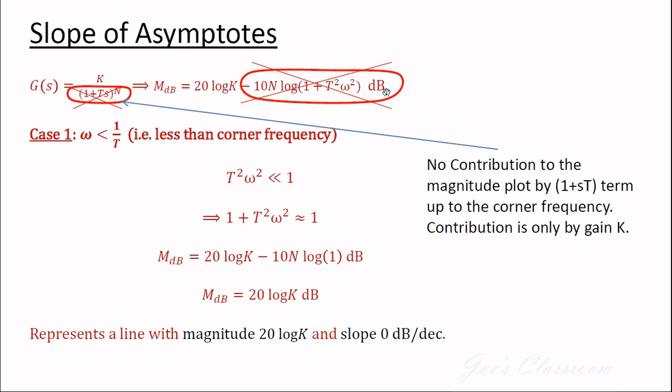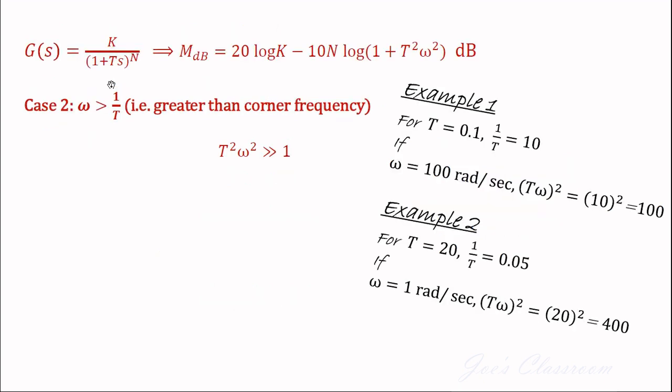Please note this will be a very important point when you start to plot or sketch the Bode plot for systems with more number of poles and zeros. So this will be a very useful point. There is no contribution by this denominator term for frequencies lesser than the corner frequencies, and the contribution is only by this gain K.